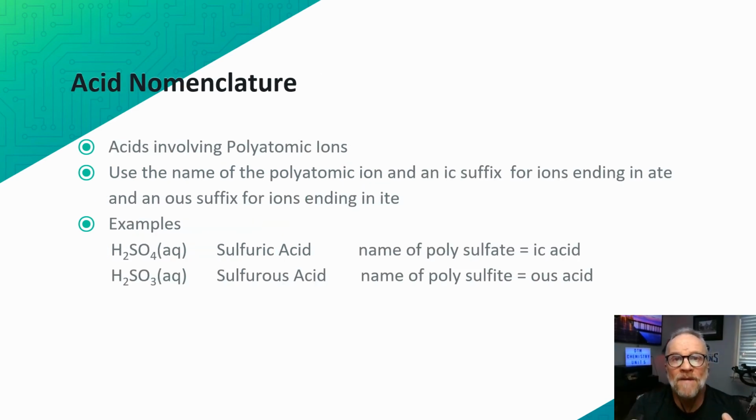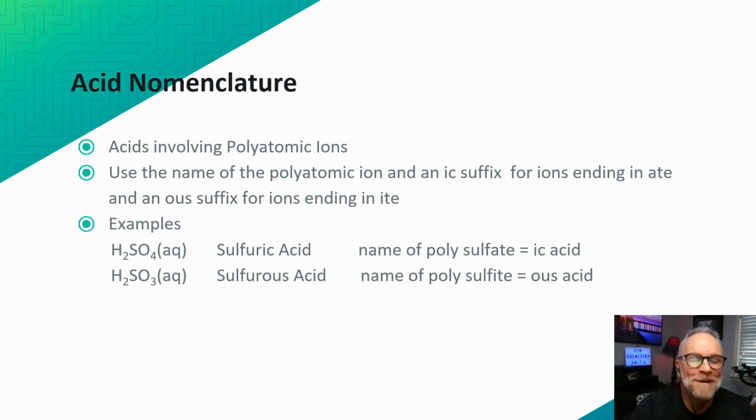And so if you only have two elements, a hydrogen and another element, this is how you name those. The other naming scheme is with acids involving polyatomic ions. And so with these, you use a different type of naming scheme. We say that ates are icky and ites are us. So if the polyatomic ion ends in ATE, you use the ic, and if it ends in ITE, you use the us suffix. You don't put any prefixes on them, just suffixes and acid.